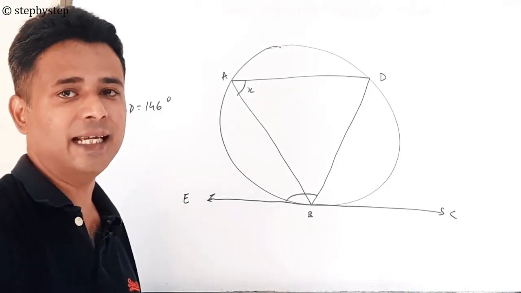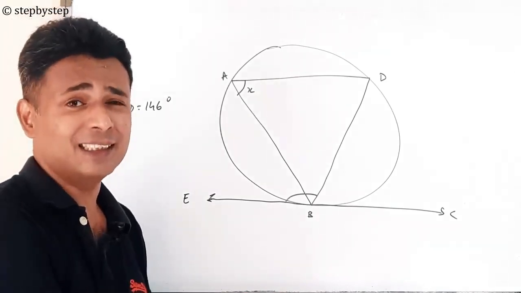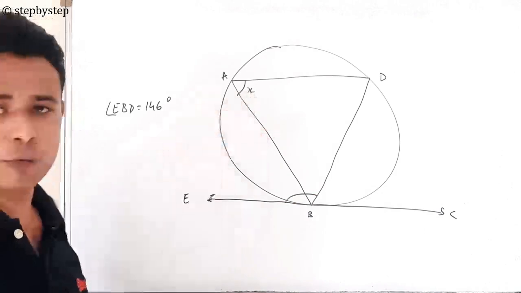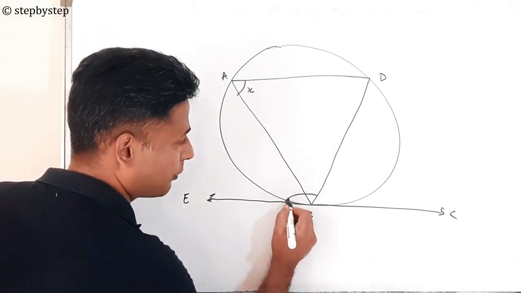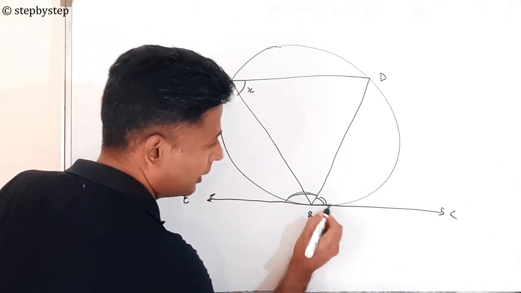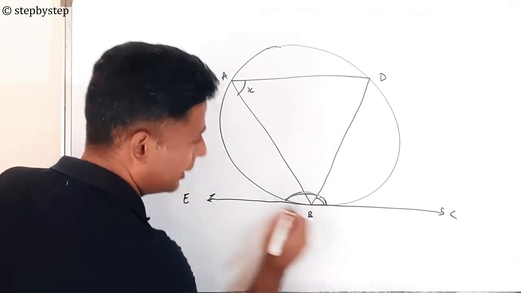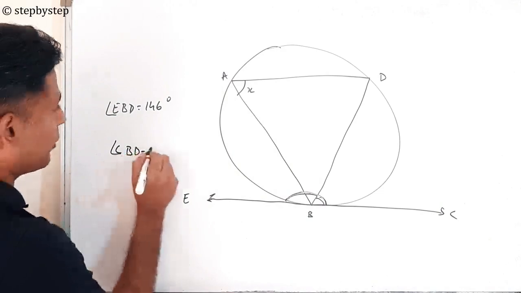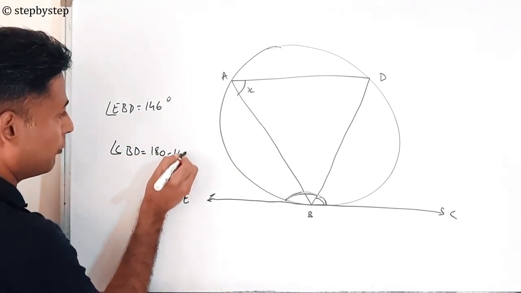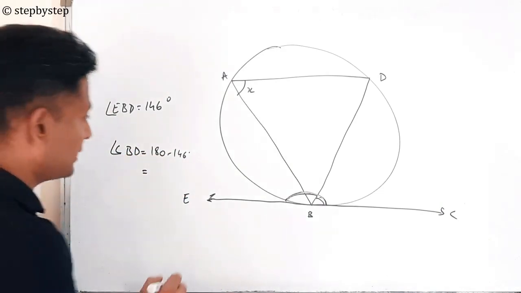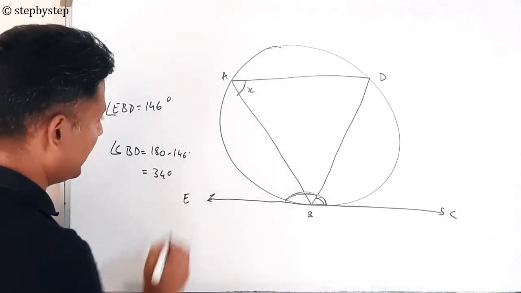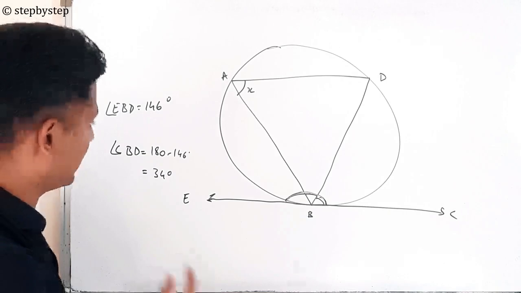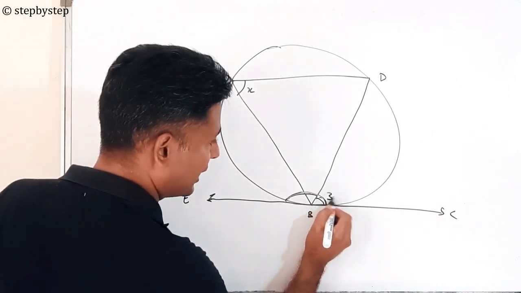Right guys, this is the next problem, a very easy problem actually. They have told us EBD is 146 and they have asked us to find the value of x. Now if this is 146, how much will this angle be? This entire angle is 180. So angle CBD will be equal to 180 minus 146. That is 34 degrees, right? 180 minus 146, correct. So this angle is 34 degrees.